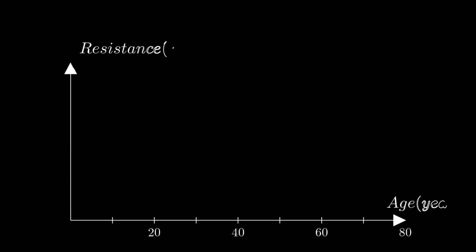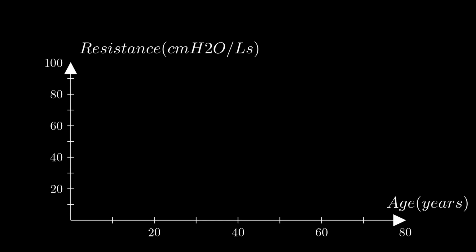With this background, we can explore the factors affecting resistance both in normal and altered respiratory mechanics. We shall start with age and see how it influences resistance. As age increases, the airway diameter also increases.